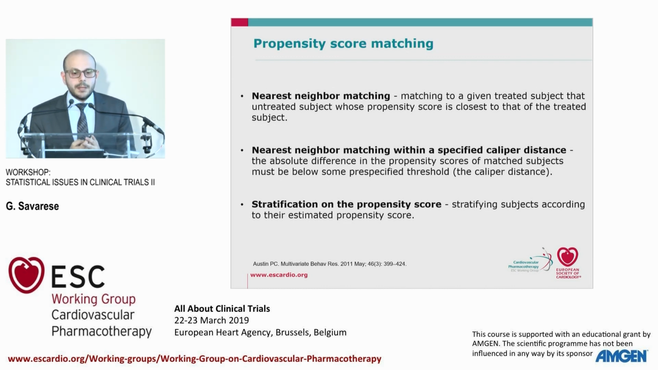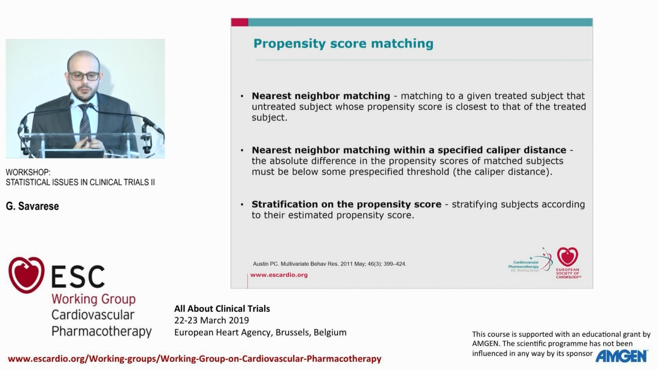So it means that if we have like 10 subjects, 5 receiving a treatment and 5 receiving a control, we try to match patients belonging to the treatment arm with those belonging to the control arm who have more similar propensity scores, right? So they are more similar one to the other one.